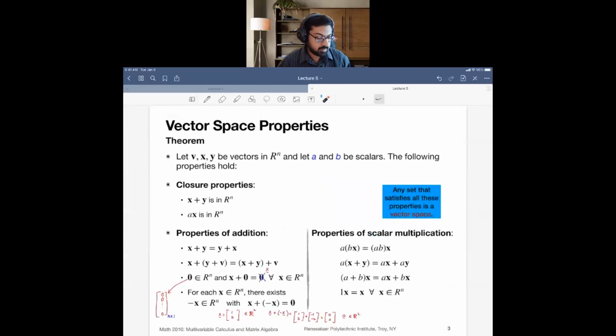Questions so far? So what's a vector space? N-dimensional vector, n could be 2, 3, 4, whatever. N-dimensional vector that satisfies all these properties. It has real numbers.